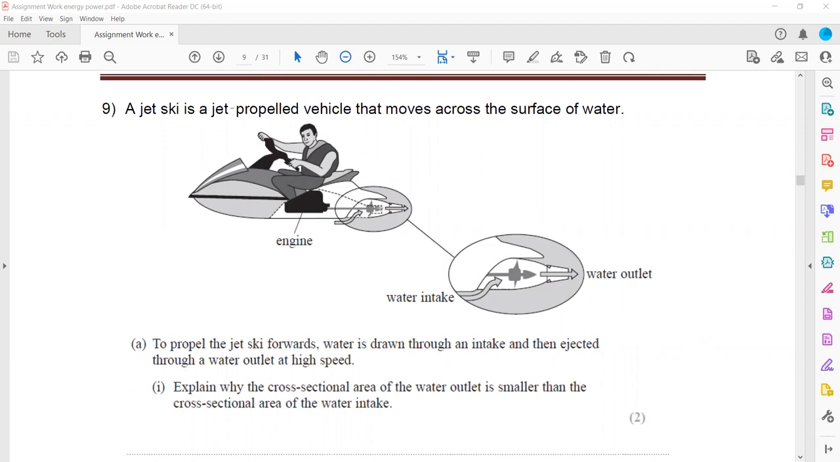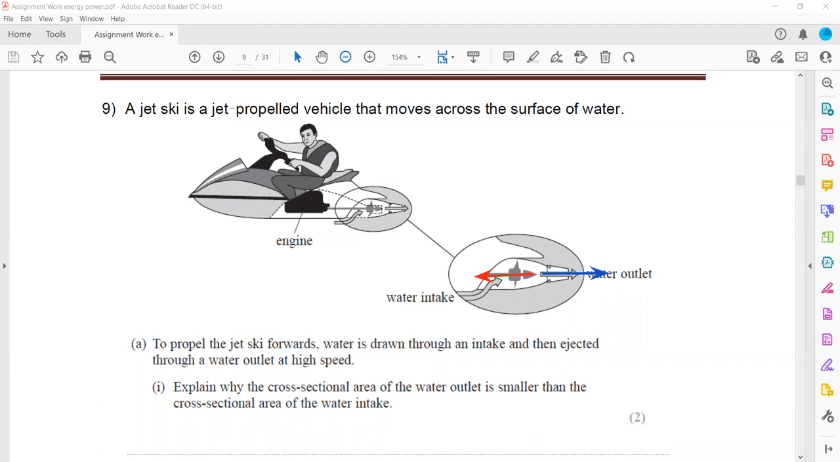So the jet ski is applying a force on the water as the water is pushed, because the jet ski is pushing the water. As a result, the water which is going out will apply a force on the jet ski. So these will create a Newton pair force. The jet ski is applying a force on the water which is coming out, and as a result, the water will also apply an equal force but in the opposite direction on the jet ski.